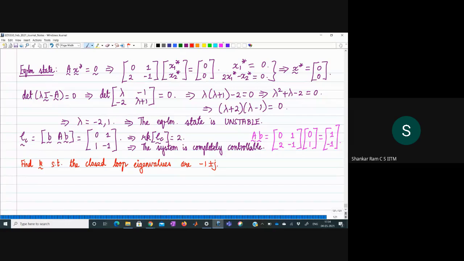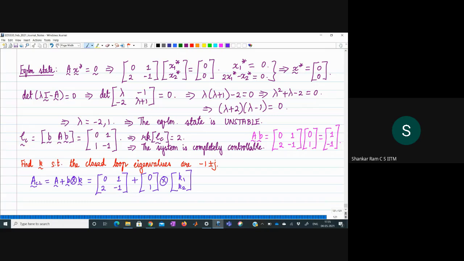Okay, so let's do this problem. Right, so once again, as we know, ACL, which is the closed loop state matrix, is going to be A plus B outer product K. So A in this case is going to be [0, 1; 2, -1], B is going to be the vector [0, 1], and K is going to be the vector [K1, K2].